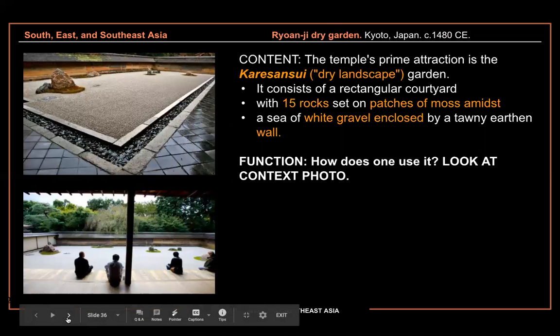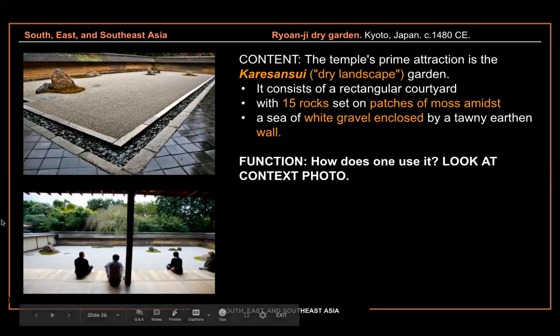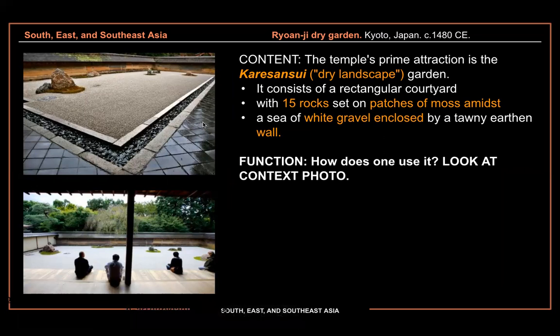So the detail images that we have for this one. The first one we're going to look at is the dry garden. So that's the image that we have on the top side here. A dry garden obviously doesn't have any water features or trees or anything like that. This one is a rectangular courtyard that has 15 rocks set on patches of moss, in the midst of a sea of white gravel. So all of this gravel is meticulously raked to make it nice and uniform.